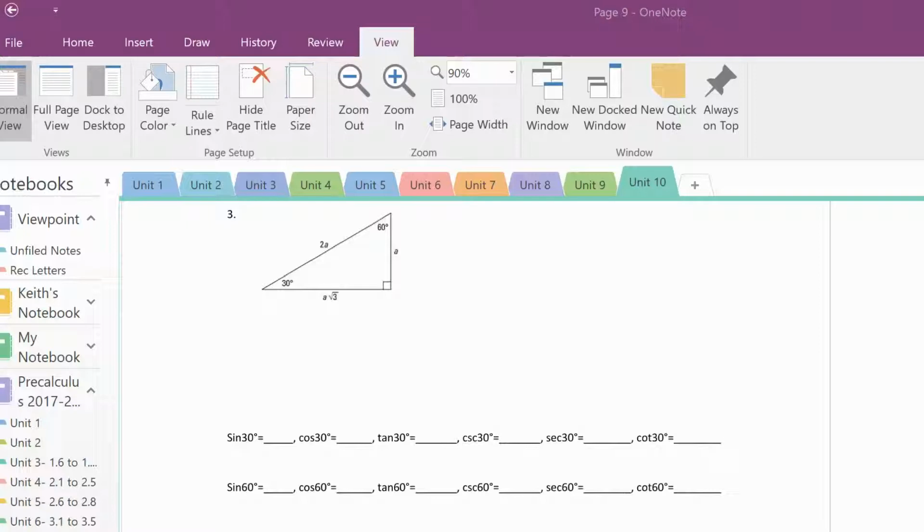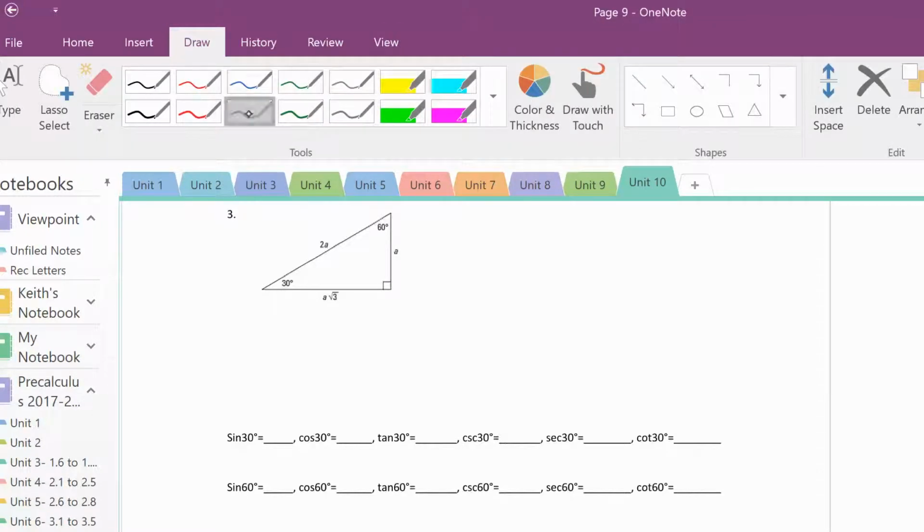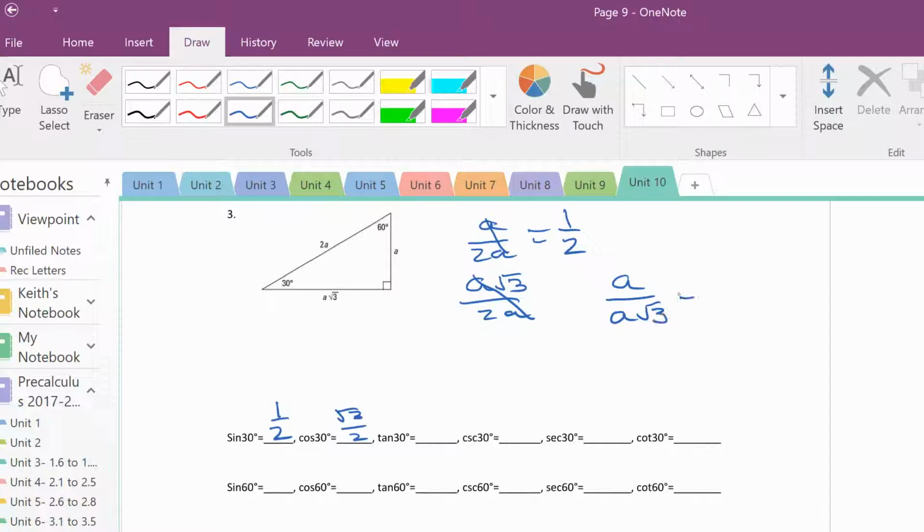So let's look at this in terms of a 30, 60, 90. So sine for 30, 60, 90, opposite over hypotenuse. So a over 2a is going to give you 1/2. Cosine 30, so you have a rad 3 over 2a. So it's going to give you rad 3 over 2. Tangent, you have a over a rad 3, which gives you 1 over rad 3, which rationalizes to rad 3 over 3.